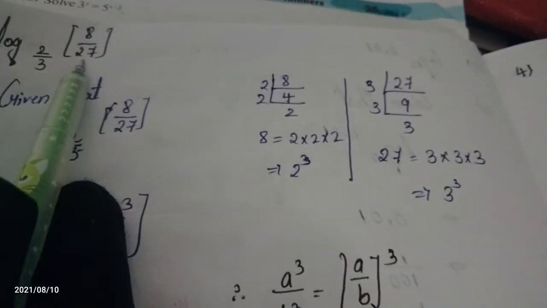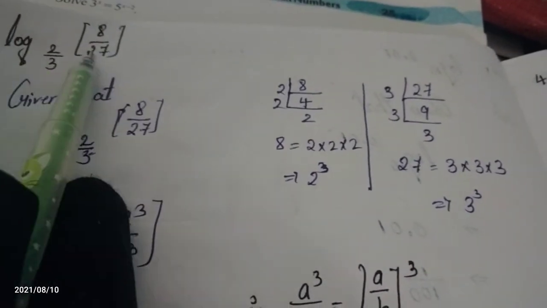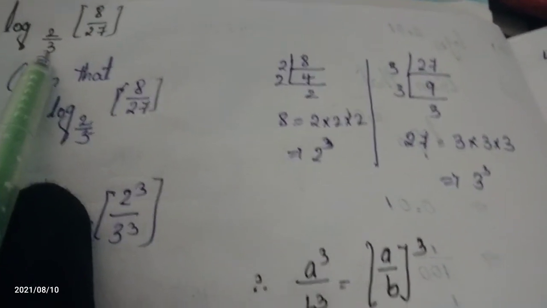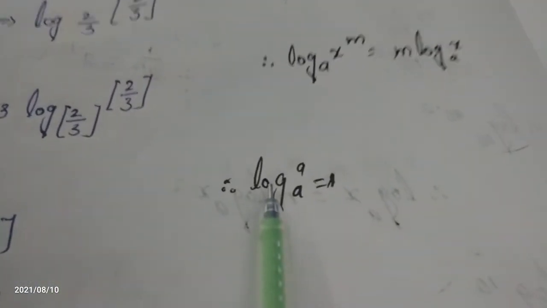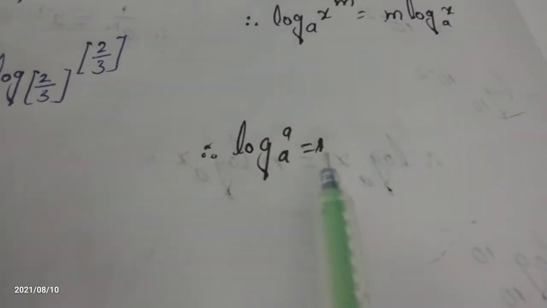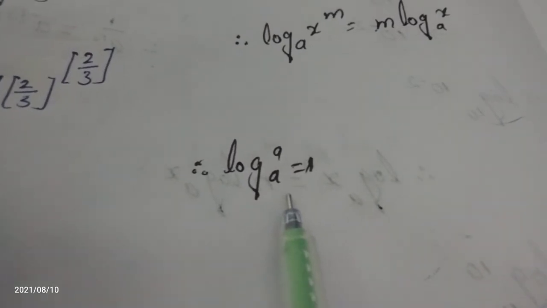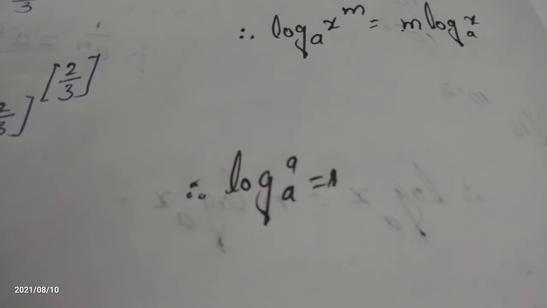The 8 by 27 we have to convert in terms of 2 by 3, meaning 8 we have to convert in terms of 2, and 27 we have to convert in terms of 3. Why are we converting? Because later we have to use the formula log a to the base a, to find this value. That's why whatever expression we have, we convert it to the base.